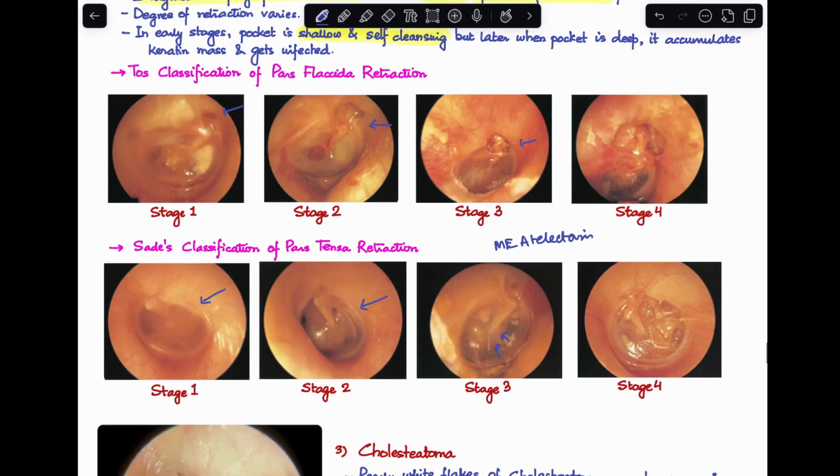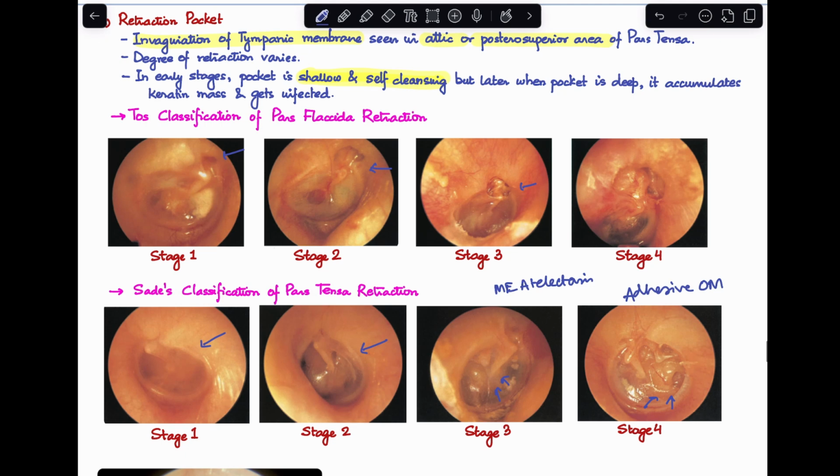And the fourth stage is also known as adhesive otitis media. In this case, you'll see that the tympanic membrane is plastered to the promontory and there will be no movement on Valsalva. So these are the two classifications of retraction of the tympanic membrane.